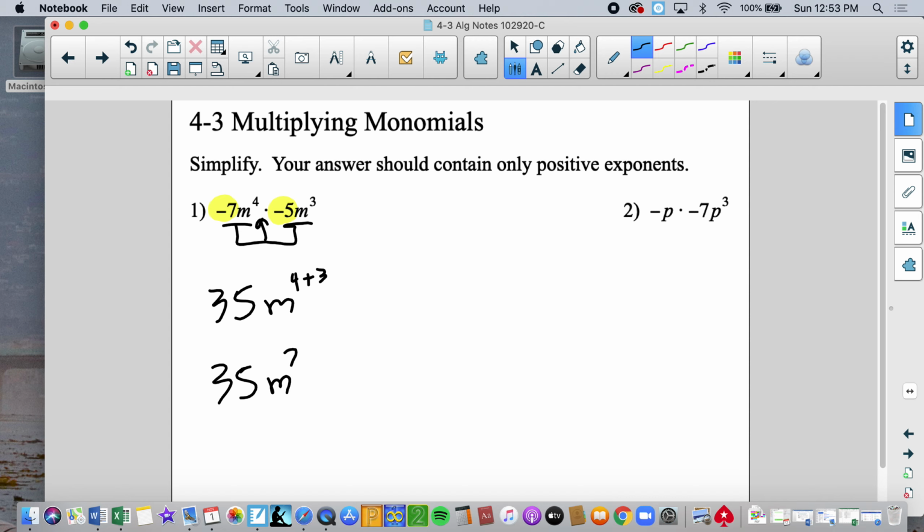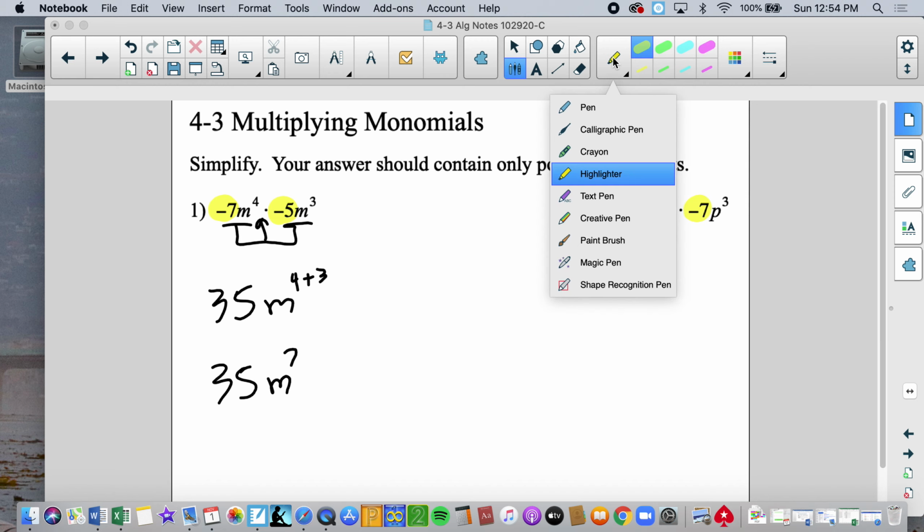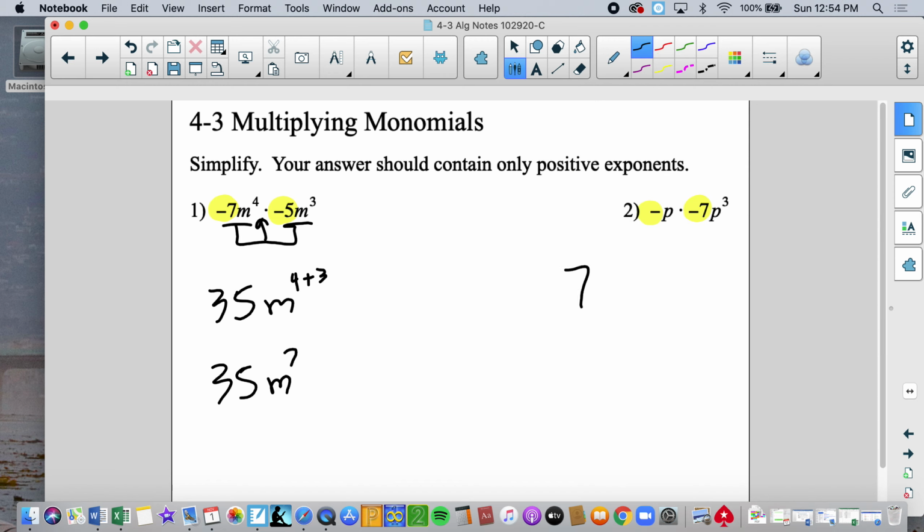All right, negative p times negative 7p to the 3rd. Let's look at those coefficients. Coefficient of p is negative 1. Coefficient of p to the 3rd is negative 7. Negative 1 times negative 7 gives me positive 7. We have like bases, and we're multiplying. Remember, there's an invisible 1 there. So that's p to the 1st. So we'll have p to the 1 plus 3, or 7p to the 4th.